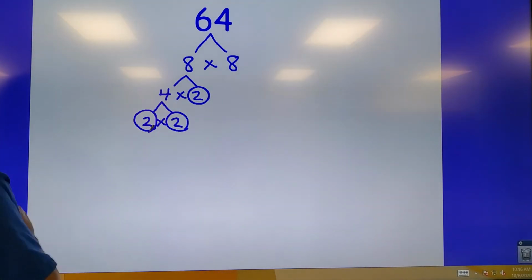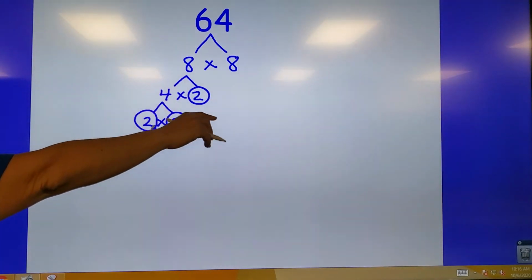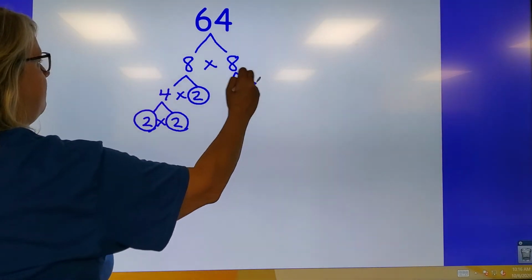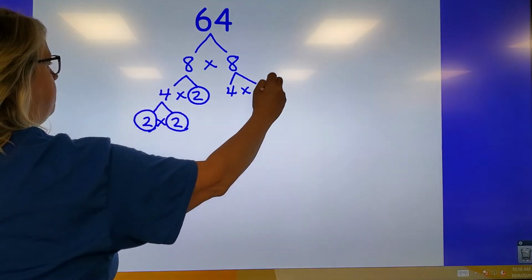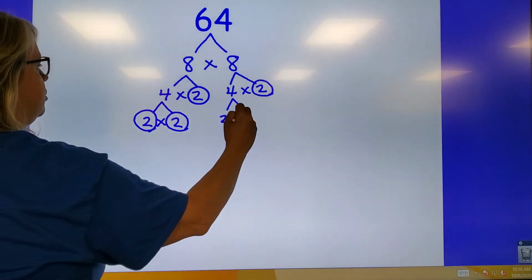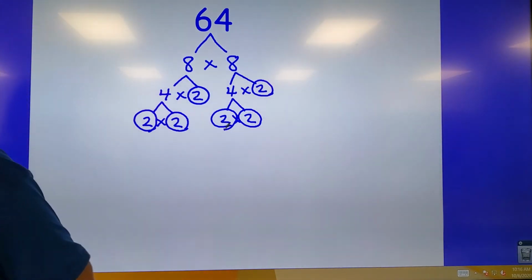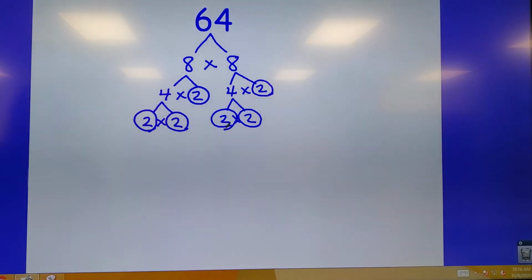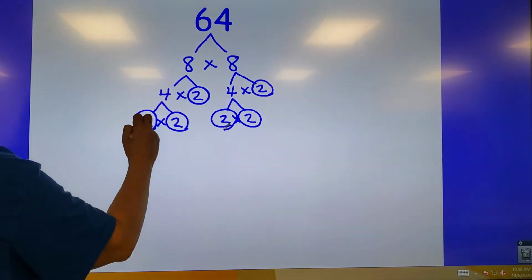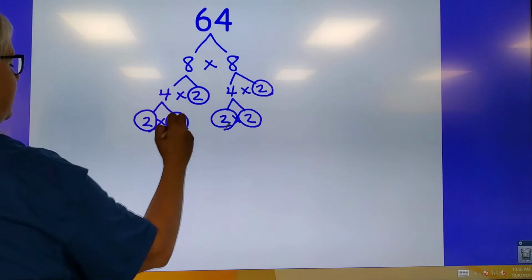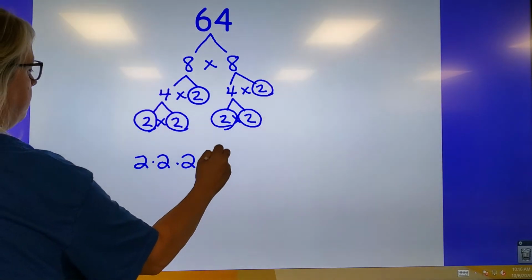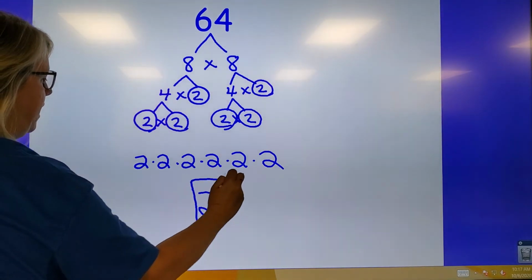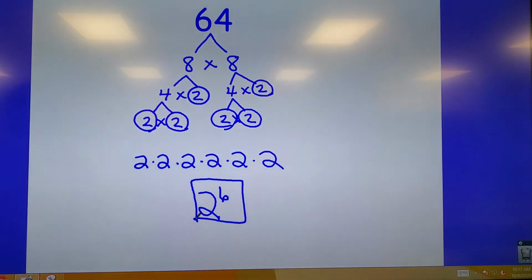And 2's are prime. Now, what's nice about using 8 and 8 is this side of the tree is going to look exactly the same as this side of the tree. So I'm only doing really half of the work here. So again, 4 times 2. 4 is 2 times 2. Wow, you have a lot of 2's going on here. So that is one of the reasons it's nice to circle those prime numbers so that they stand out. Once again, we have 1, 2, 3, 4, 5, 6. So 2 to the 6th power would be your final answer.